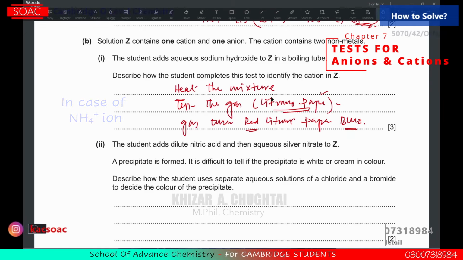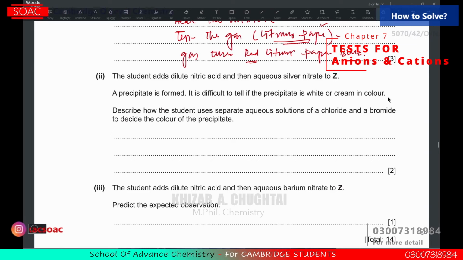Second part, B. The student adds dilute nitric acid and then aqueous silver nitrate to Z. A precipitate is formed. It is difficult to tell whether the precipitate is white or cream in color. Describe how the student uses separate aqueous solutions of the chloride and bromide to decide the color of the precipitate.